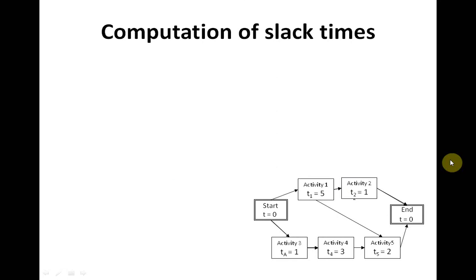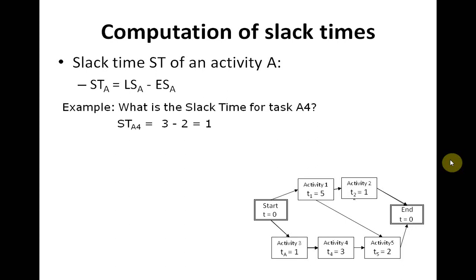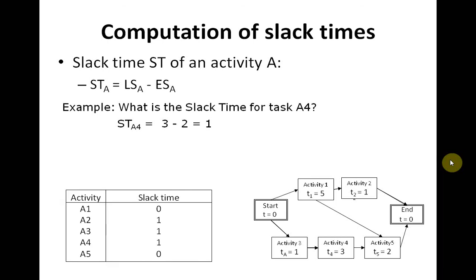Now let's see how to compute the slack times. The slack time of an activity is equal to the latest start date minus the earliest start date. So for example, the slack time for activity 4 is equal to the latest start date, which is week 3, minus the earliest start date, which is week 2. Finally, the slack time for A4 is 1 week. So after we compute the slack time for the 5 activities, we can see that the tasks on the critical path have no slack time.